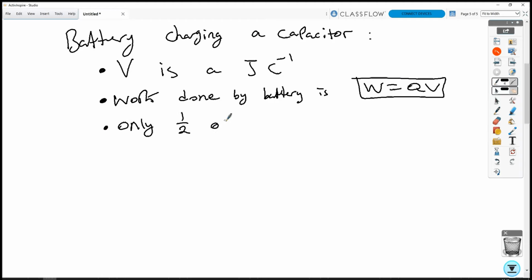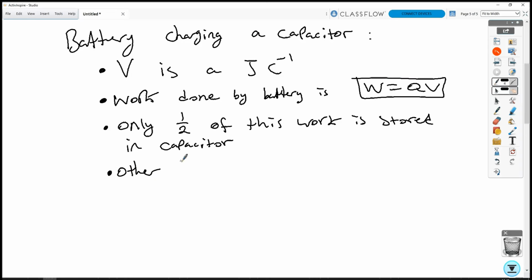Only half of this work is stored in the capacitor. The other half of that energy is work being done to push those charges onto the capacitor and keep them there. It is work done to push charges onto the plate.